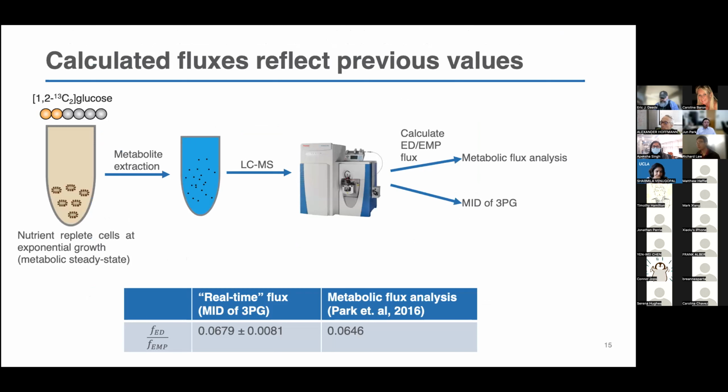So to first test this hypothesis, we conducted this analysis on purely steady state growing cells, which do not have dynamic metabolic changes. So we grew nutrient-replaced cells in 1,2-13C glucose as their carbon source, and then extracted metabolites and ran our samples through LCMS. And we did our corresponding flux calculations based off of the hypothesized equation and compared them to more rigorous flux analysis techniques, such as metabolic flux analysis, which instead rely on the metabolite labeling profiles of a larger system of metabolites, and is much more computationally intense.